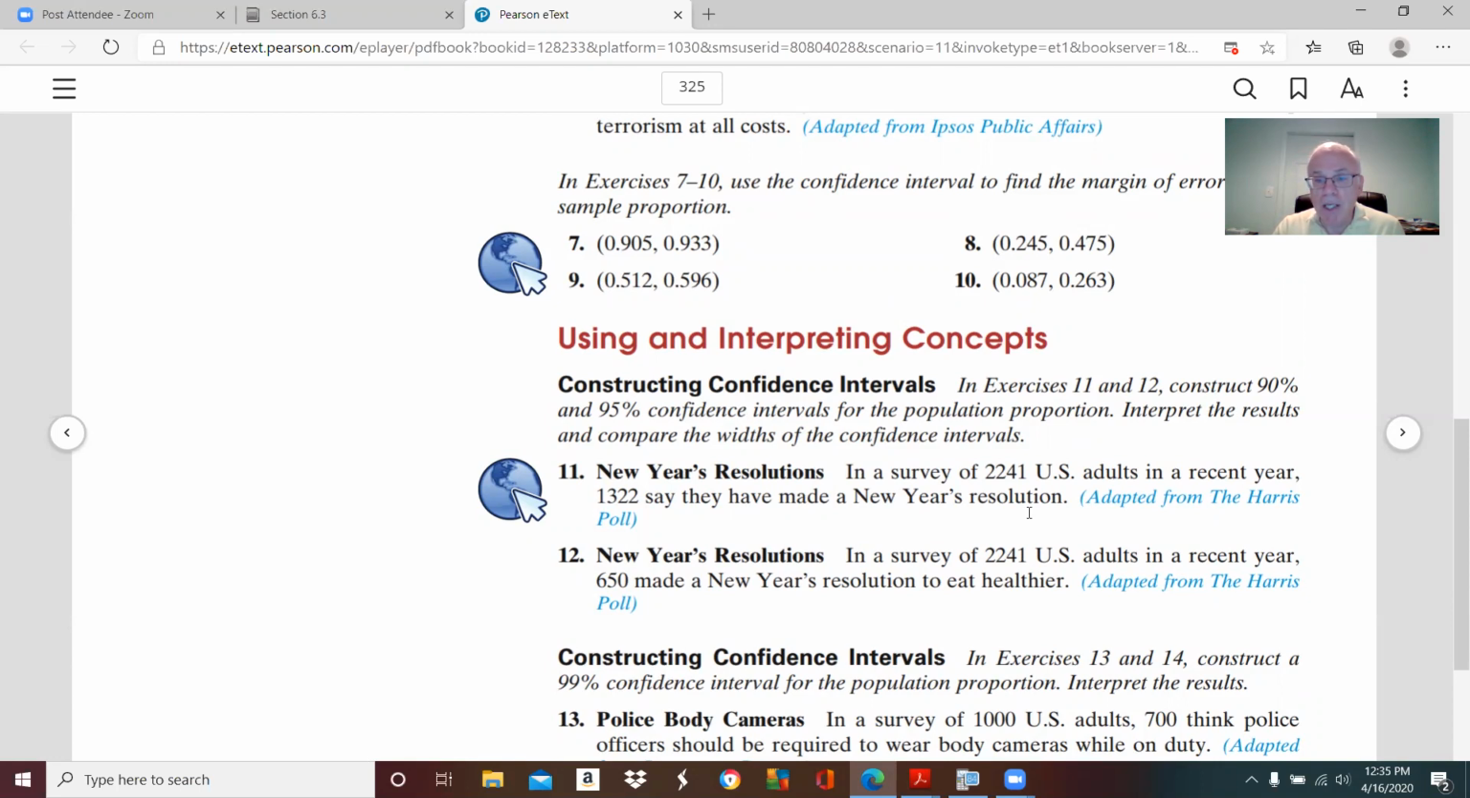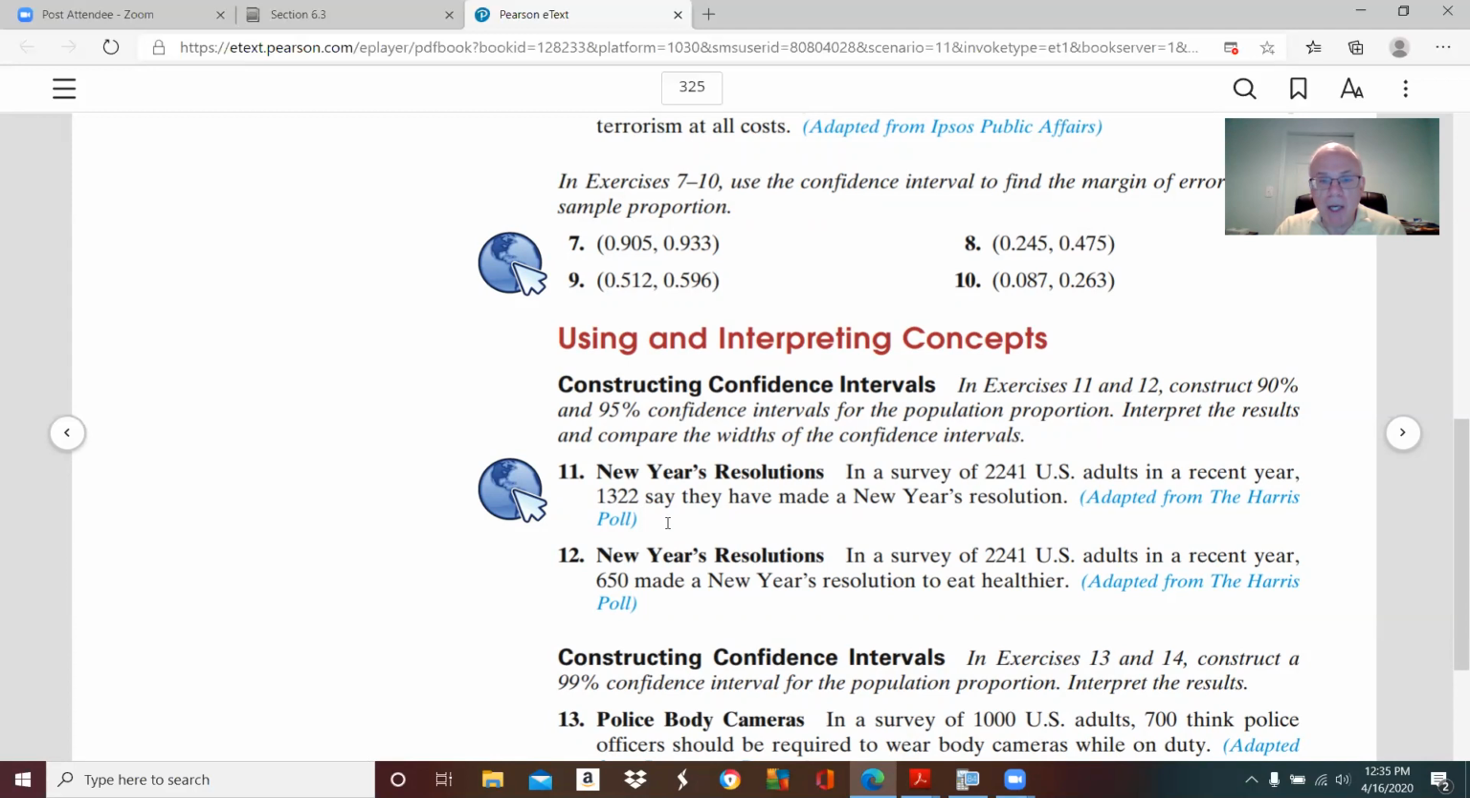What we do is we take n, the sample size, which is 2241, and multiply by the sample proportion. Now, what is the sample proportion? It's 1322 divided by 2241. So when you multiply 1322 divided by 2241 times 2241, obviously you're going to get 1322. The 1322 is the result of multiplying n times p hat.